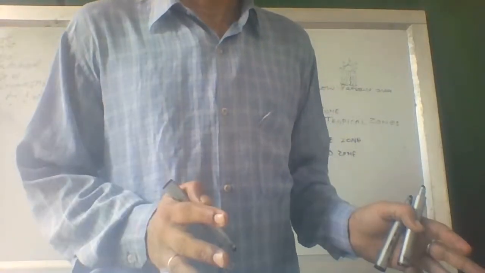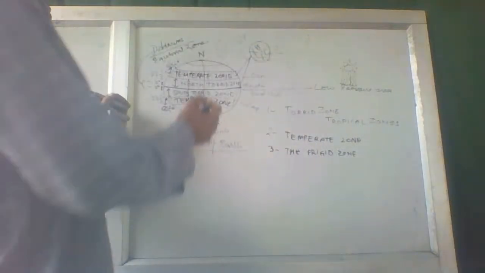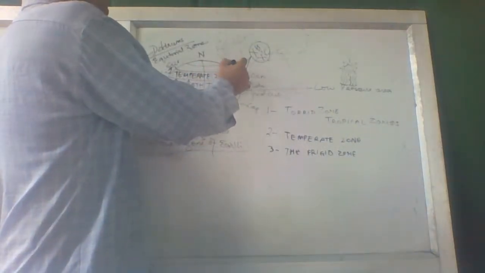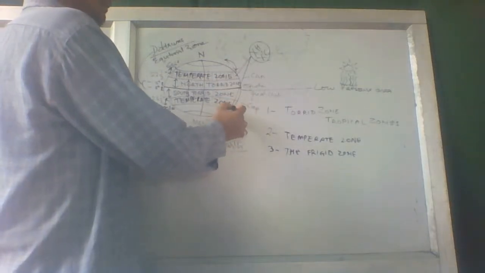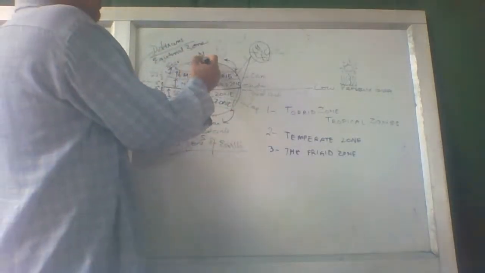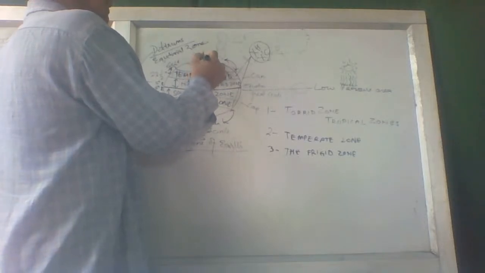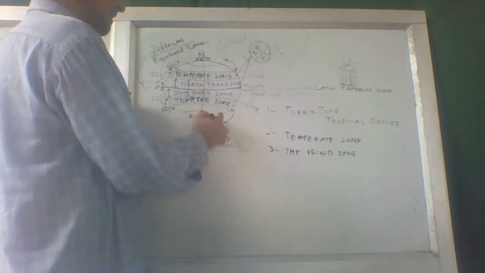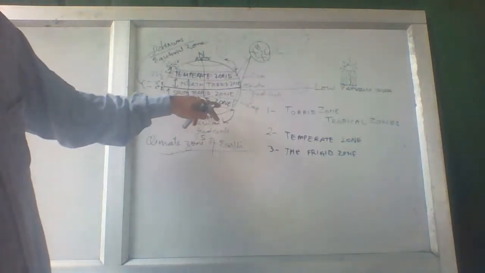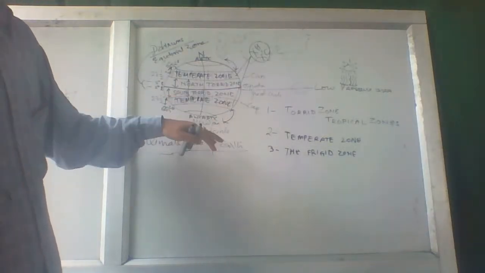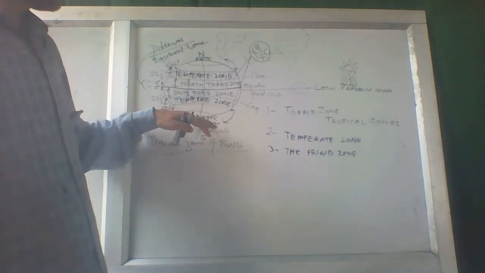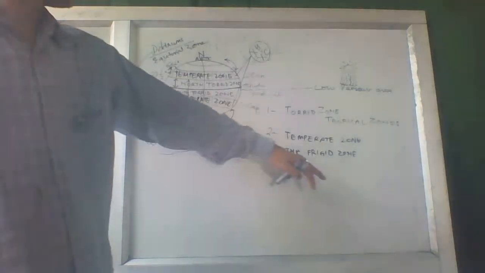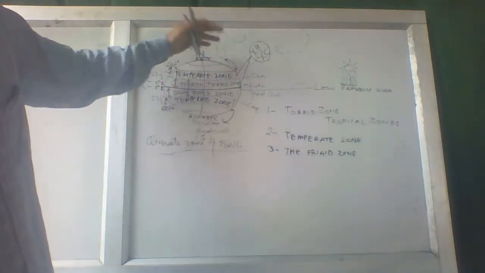Frigid zone: the region between the Arctic Circle to the North Pole and the Antarctic Circle to the South Pole. Now from here, Arctic Circle to the Antarctic Circle, this region. Arctic Circle, of course we know this is the north zone, so this is the Arctic Circle. This is the Antarctic Circle. The region after the temperate zone, up to the Antarctic Circle in the southern part, is the frigid zone. And the same thing happens towards the north also.